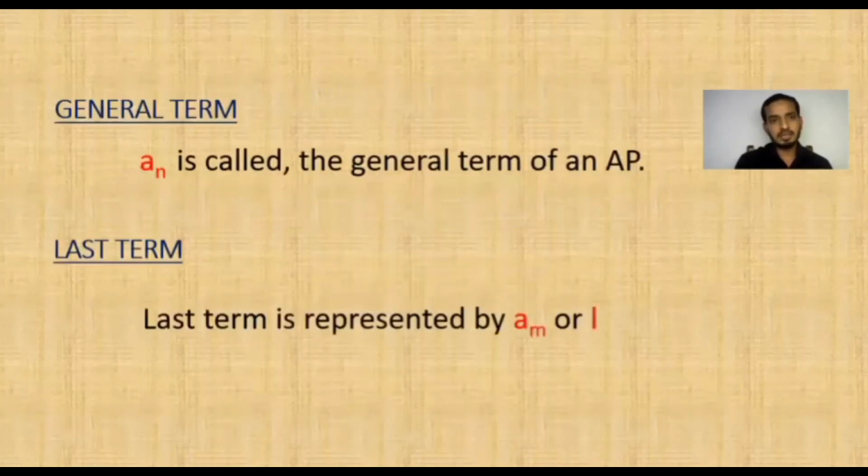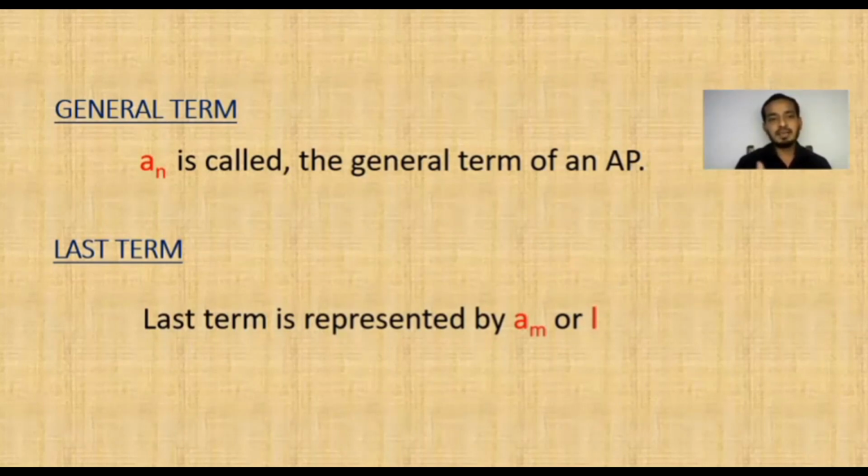Okay, and two terms here: general term. So an means the general term, right? a1, a2, a3, a4 means the fourth term, a5 means the fifth term, but in an, n can be any number. That means an is the general term. We have studied the general form of an AP, and here the general term. There is a difference, right? The general form of an arithmetic progression is a, a plus d, a plus 2d, etc. That's the general arithmetic progression. But the general term of an arithmetic progression is an.